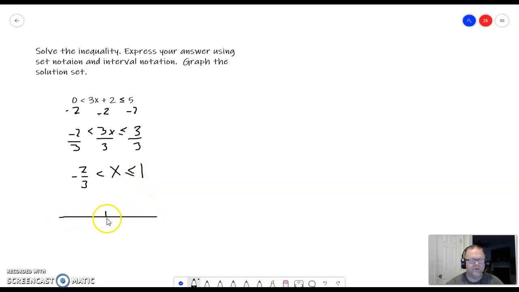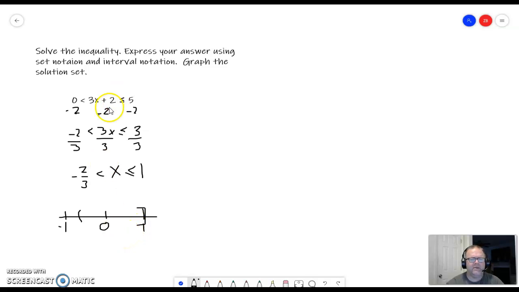So if I had a number line, with 0, a 1 over here, and a negative 1 over there, we notice that it is going to go to about negative 2/3, which is about right there, and it's going to go all the way until we get to 1 over there. And I put a parenthesis because it's a strict inequality. It does not include the negative 2/3, but since we have that extra line here, it does actually include the 1, so I put a bracket.